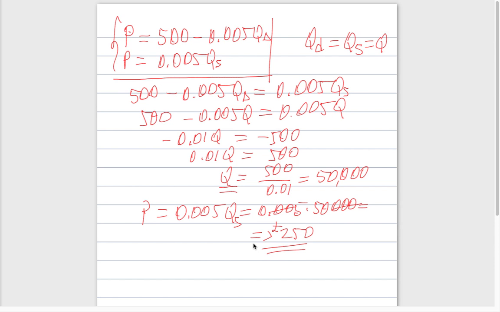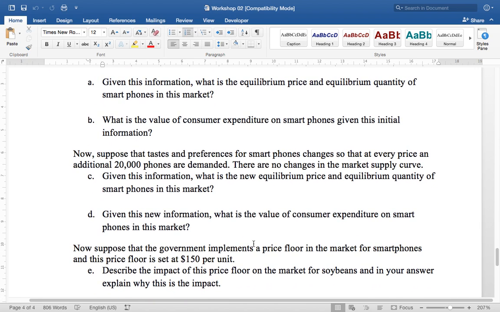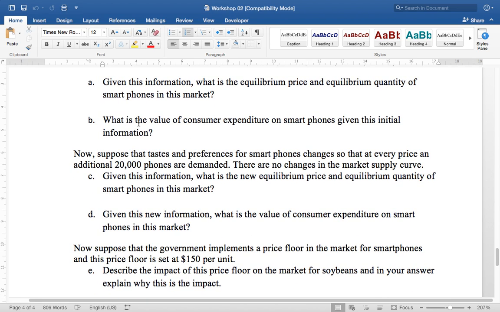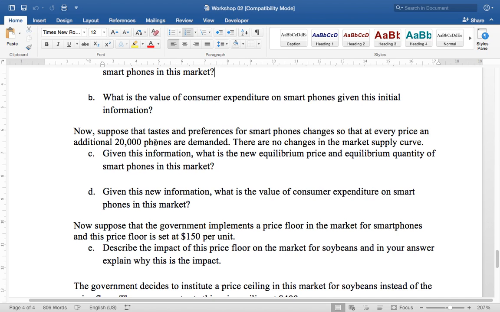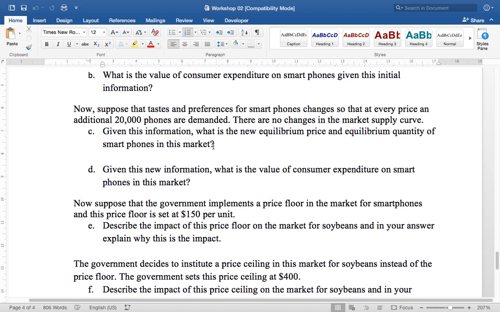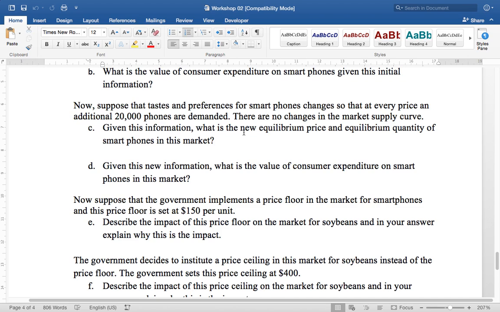Okay, we've done this, so let's go on to C now. Let's leave all of B for you to do, it's an easy one. Now suppose that tastes and preferences for smartphones change so that at every price an additional 20,000 phones are demanded. There is no change in the market supply curve, so suppliers still produce the same amount. Given this information, what is the new equilibrium price and equilibrium quantity of smartphones in this market?